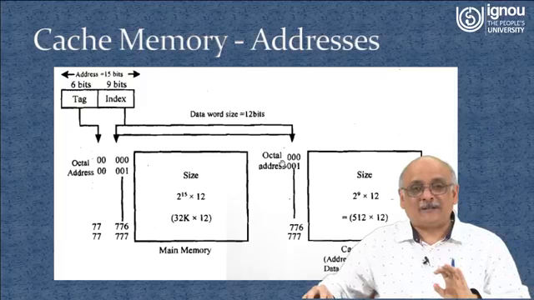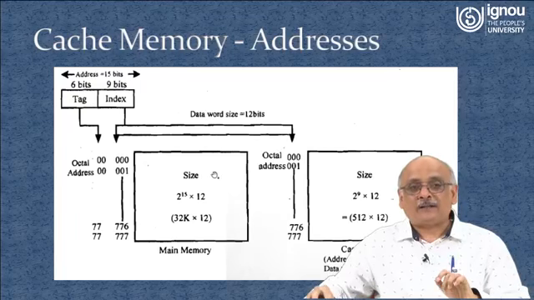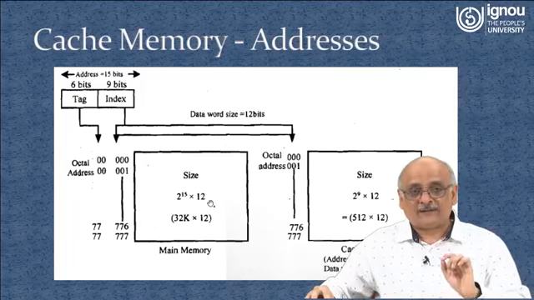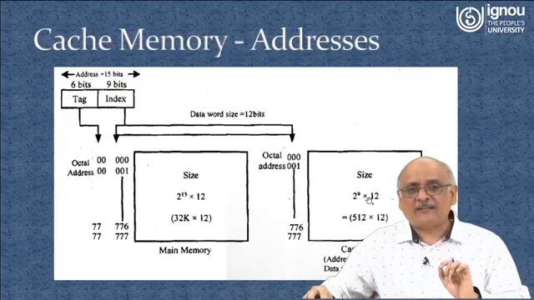So the first example. Please note that though they look to be the same block, the cache is of a very small size, 2 to the power 9. There is a 6-bit tag and an index. Technically this is a main memory address, and it is of 15 bits. What we have shown here is the octal address.